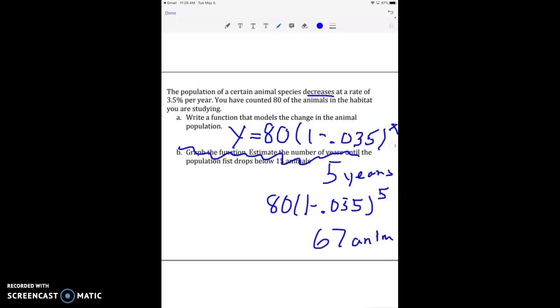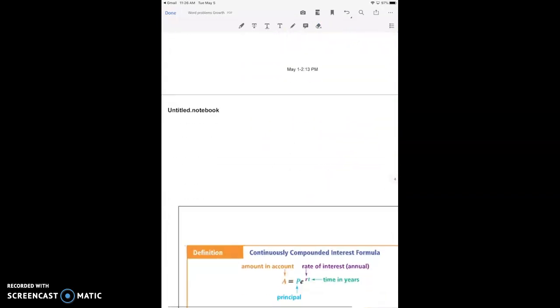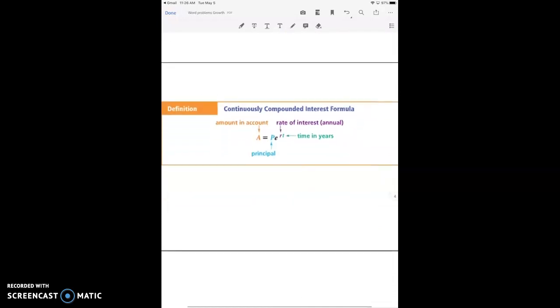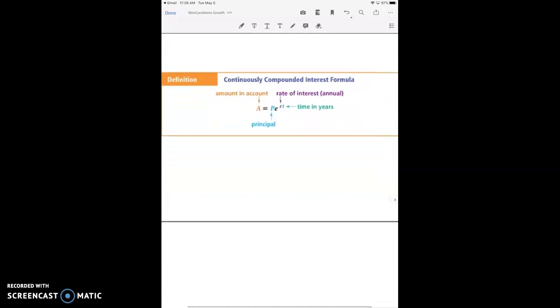All right, so those are 2 examples here. You'll try one on your own when I send out the Google form for this. The other type of function we have is for continuously compounded interest, and our favorite part about this is it's a nice, easy formula. It's PERT. Everybody likes PERT.